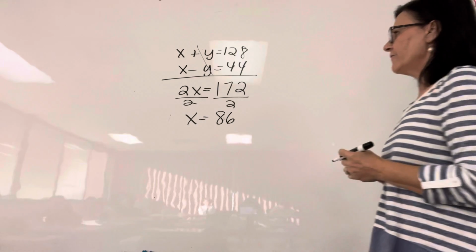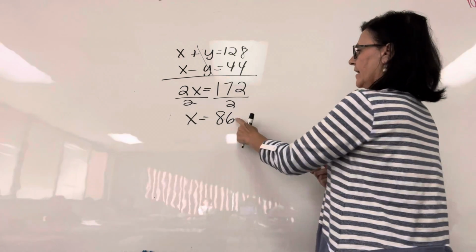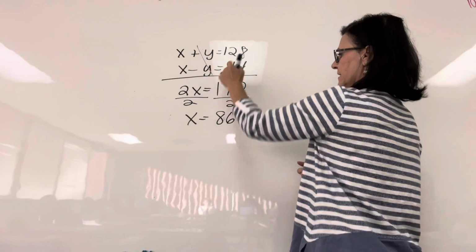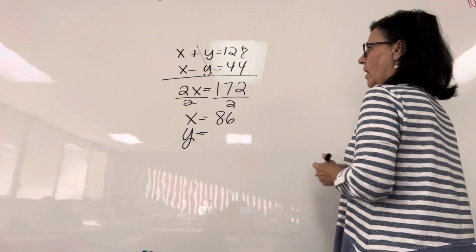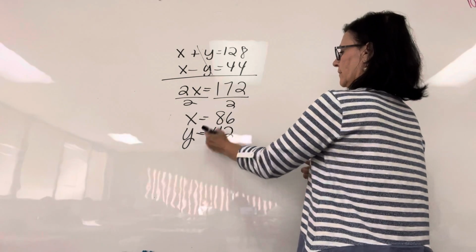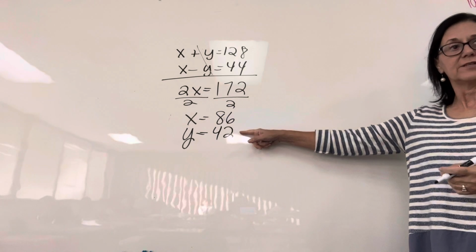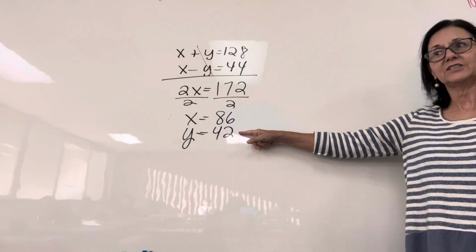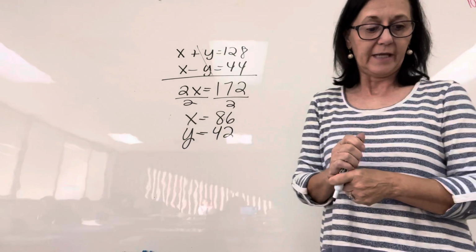If x is 86, then what do we have to add to 86 to get 128? What must y be? 42. Is their difference 44? It is. You see how I just quickly checked to make sure their difference was 44.